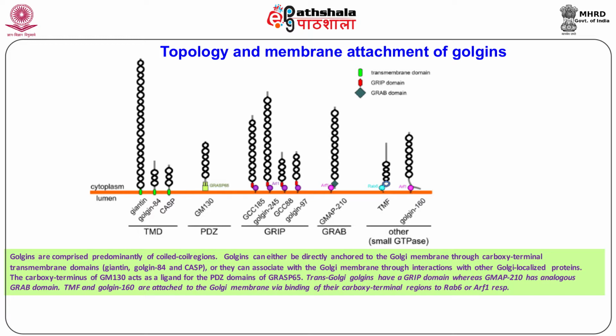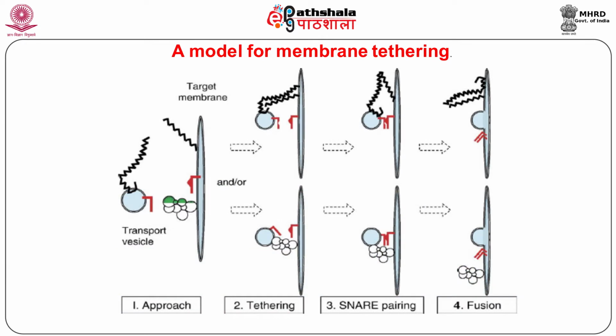Golgin genes are either directly anchored to the Golgi membrane through carboxy terminal transmembrane domains like giantin, Golgi 94 and CASP, or they can associate with the Golgi membrane through interaction with other Golgi localized proteins. Tethering is a process which occurs before vesicle fusion and comprises the initial attachment of vesicles to target membranes. It is supposed to provide a basic level of recognition and specificity to vesicle binding. It also hastens vesicle fusion through SNARE proteins.